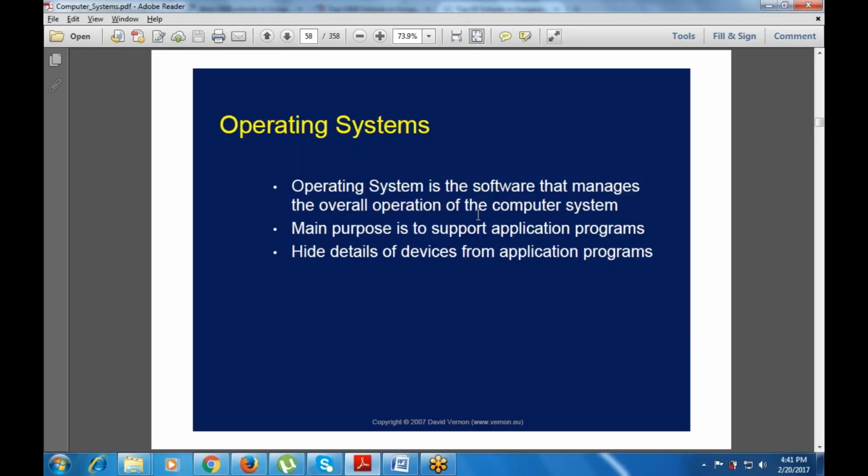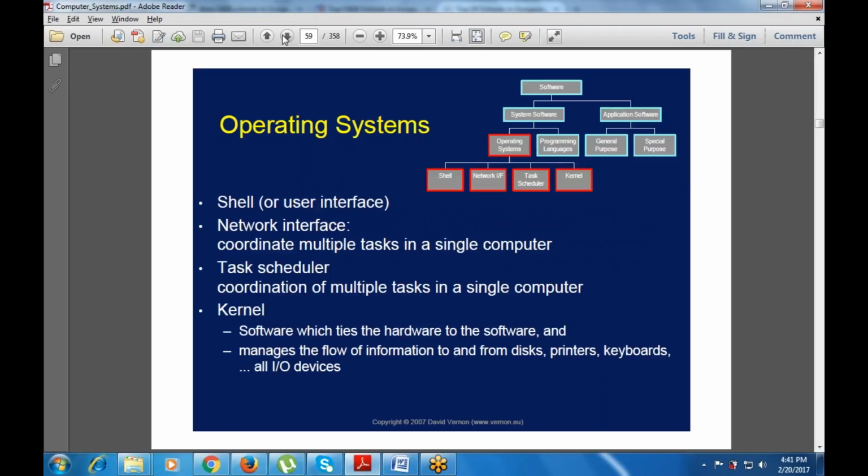This is the software that manages the overall operation of the computer system, whatever tool we are using. It manages each and everything within the computer system. The main purpose is to support application programs and hide the details of devices from the application programs. There's a shell for the user interface. There's a network interface. Then the task scheduler coordinates multiple tasks in a single computer. Then the kernel is software which ties the software to the hardware.